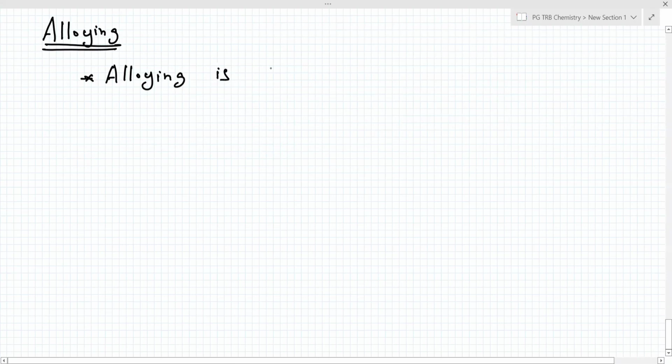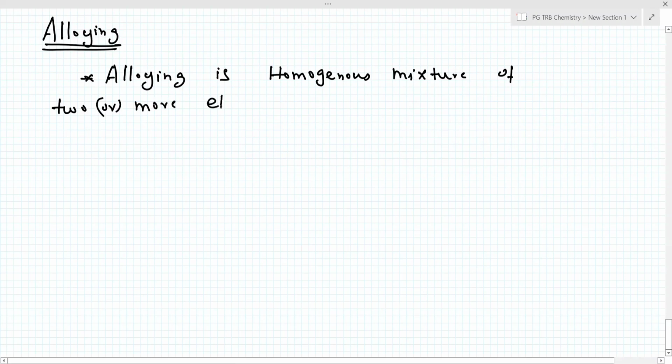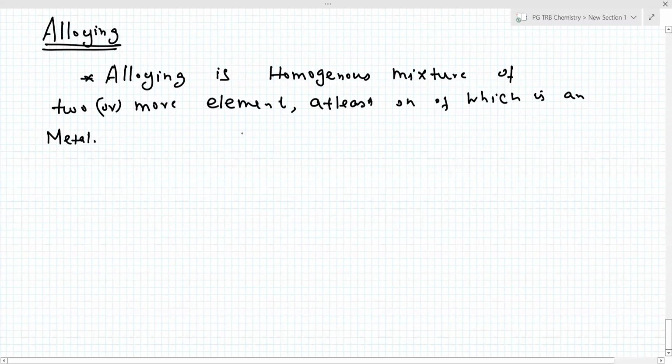Alloying is a homogeneous mixture of two or more elements. But what is the condition? At least one of which is a metal. If you add two substances and at least one is a metal, we call it an alloy. Germanium, boron, and silicon are semiconductors or semi-metals, not pure metals. Okay, that is the first point. Now, what is the second point?